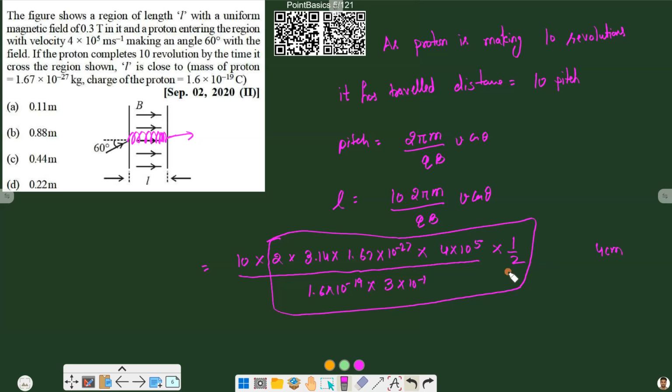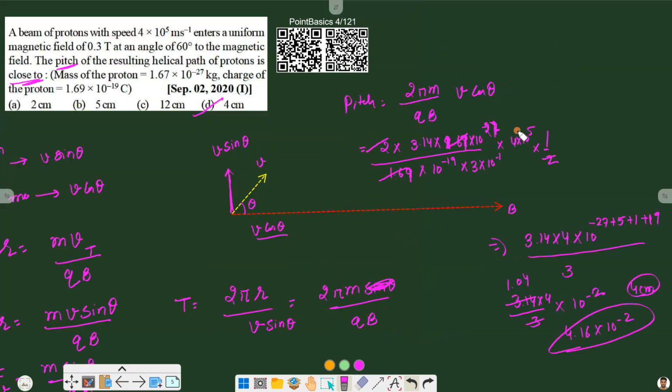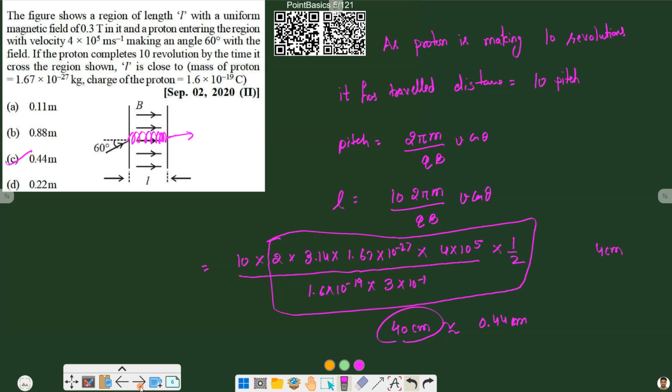Now if you multiply it by 10, we will get 40 centimeter, and that will be approximately equal to 0.44 meter that is mentioned in the question. So option C will be the right answer. These calculations we did here in the previous question. So moving to the next one.